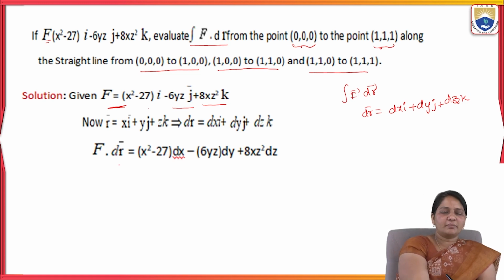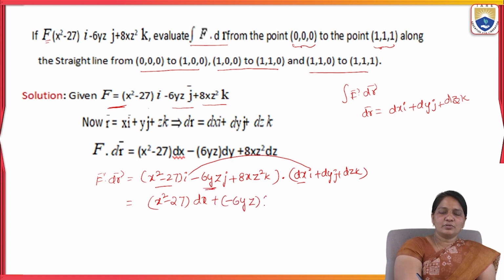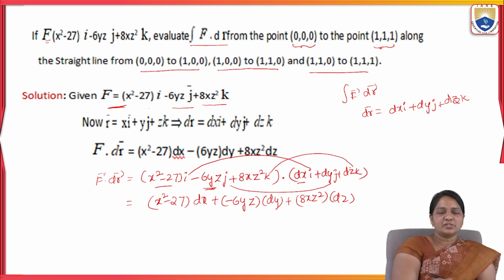So now first I am calculating f bar dot dr bar. Here f bar dot dr bar equals f bar, x square minus 27 into i minus 6yz into j plus 8xz square into k, dot dx i plus dy j plus dz k. Now I am going to do the dot product here. i component with i component: x square minus 27 into dx, i dot i is 1. Next plus j component is minus 6yz into dy, and j dot j is 1. Next plus 8xz square into dz, k dot k is 1. So this is the final value of the integral of f bar dot dr bar.